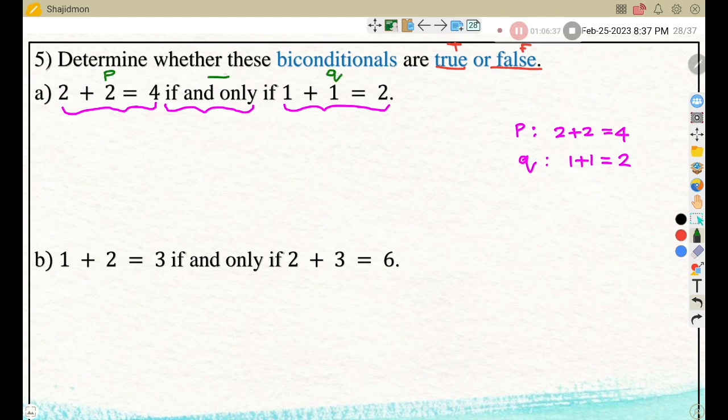If and only if means the double arrow. Correct? Double sided arrow. So how to write? For example, 2 plus 2 equal to 4. Is it true or false? It is true because 2 plus 2 is 4. If and only if means this double sided arrow, biconditional. 1 plus 1 equal to 2 is true. Correct? So first one P is true, second also true.